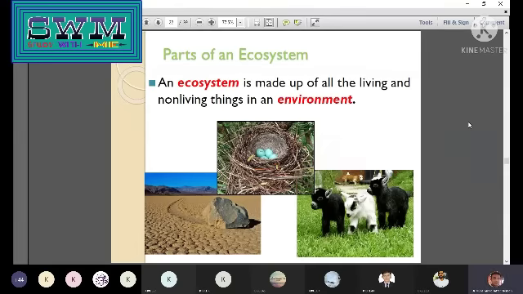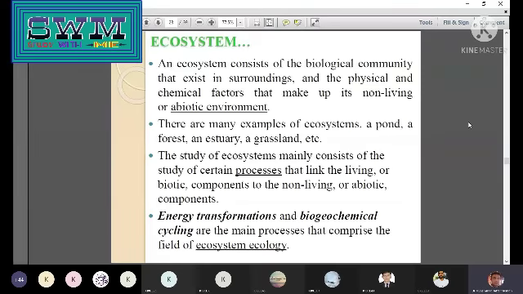Ecosystem further, what is this? Or we can say abiotic environment. And there are many examples of ecosystem, a pond, a forest, an estuary or grassland.